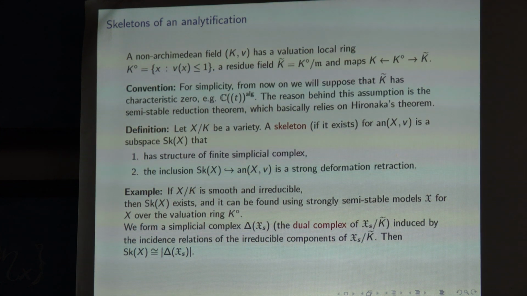So how do you get the combinatorics of the skeleton? You just construct one of these guys over the valuation ring, then you take the special fiber, you take the dual complex of the intersection of the irreducible components of this guy, and the realization of this complex is homotopy equivalent to the skeleton. So this is to some extent the best you can do with algebraic tools, with classical algebraic tools.